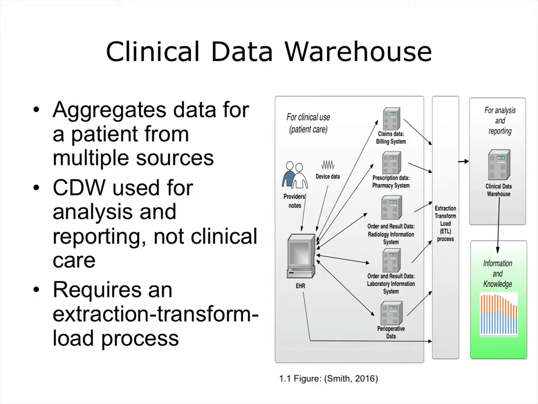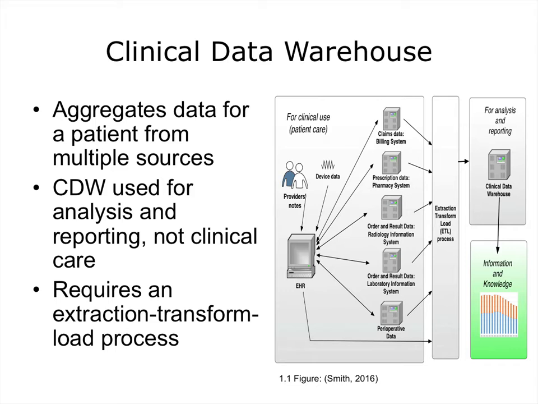In contrast to the various clinical systems discussed on the previous slide, a clinical data warehouse brings together data for a patient into a single coordinated location, and this location is used for analysis and reporting purposes. This is accomplished via a process known as extraction, transform, load, or ETL, which retrieves data from various clinical systems, synchronizes formats of data in a process called transformation, and cleans up the data, and then imports the data into the database of the clinical data warehouse.